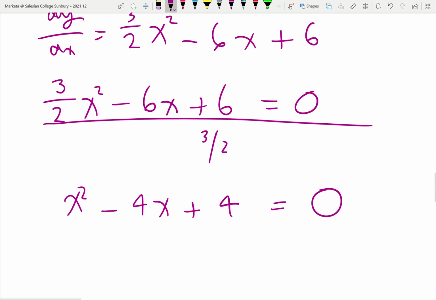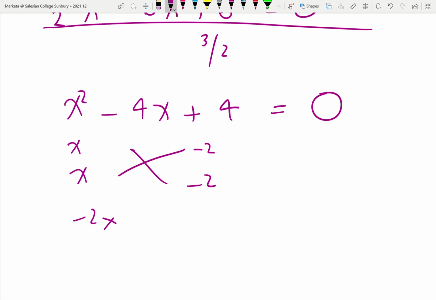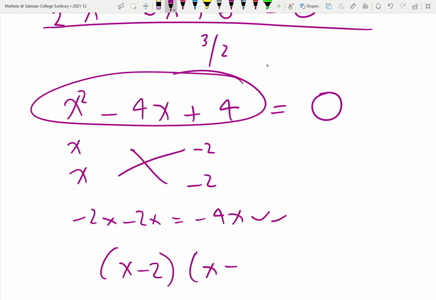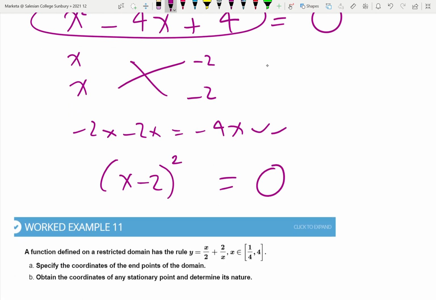So now, we do x times x and negative 2 times negative 2. And of course, that's negative 2x minus 2x equals negative 4x. And you can probably see that this is a perfect square. So this is x minus 2, which is (x minus 2) squared. So when that equals 0, that's going to be x equals 2. So we've got a stationary point at x equals 2.